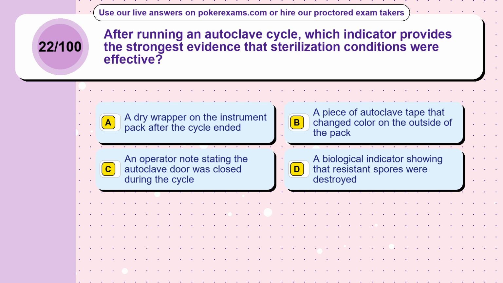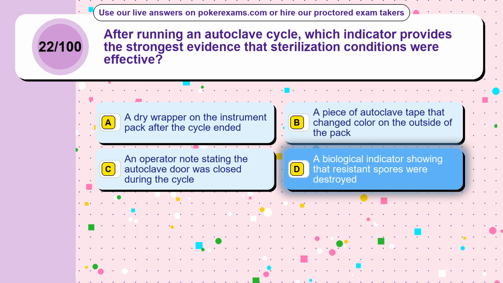Question 22. After running an autoclave cycle, which indicator provides the strongest evidence that sterilization conditions were effective? Option A. A dry wrapper on the instrument pack after the cycle ended. Option B. A piece of autoclave tape that changed color on the outside of the pack. Option C. An operator note stating the autoclave door was closed during the cycle. Option D. A biological indicator showing that resistant spores were destroyed.